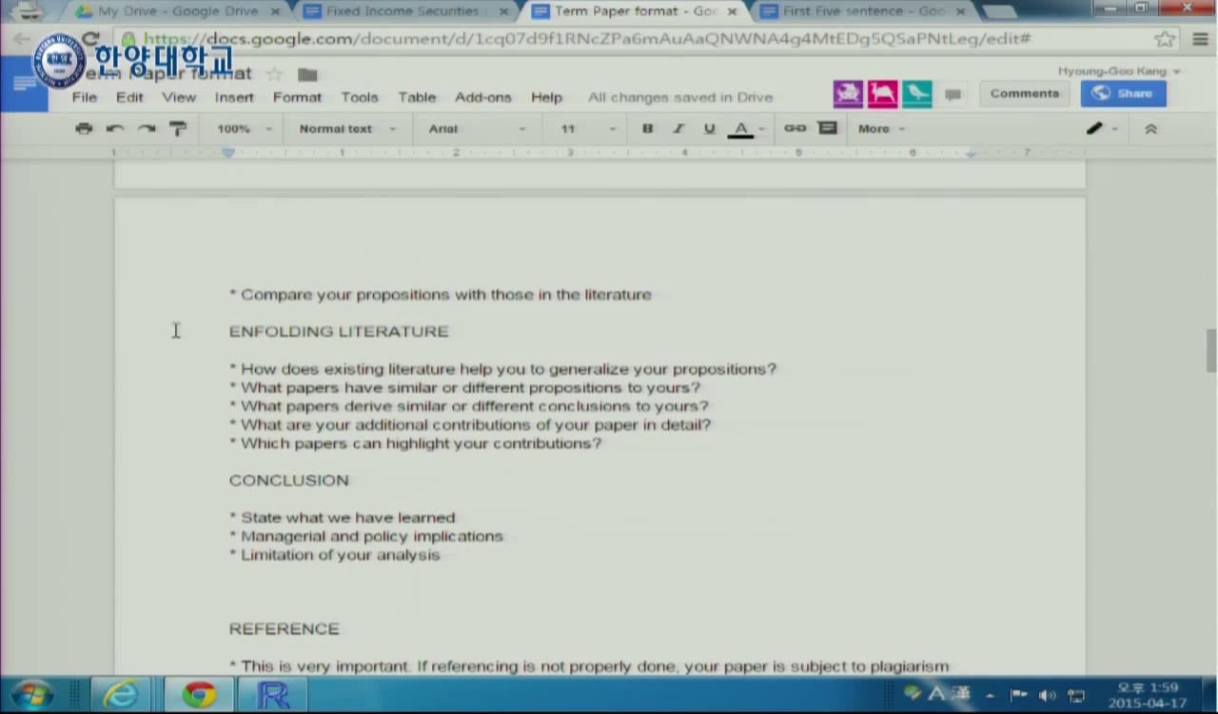Next, you have to conclude. The conclusion is that first you summarize the key takeaways. State what you have learned. So the first one is takeaway. The second one is implication. The third one is limitation of your research.